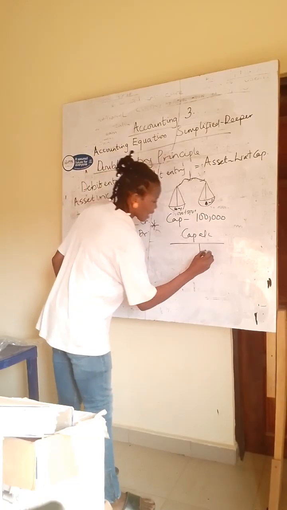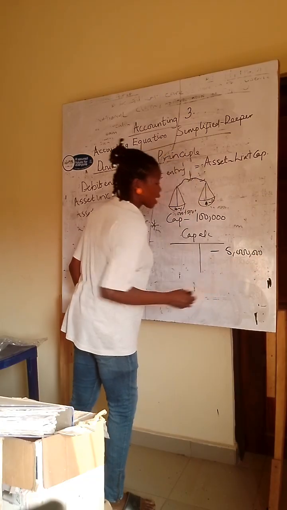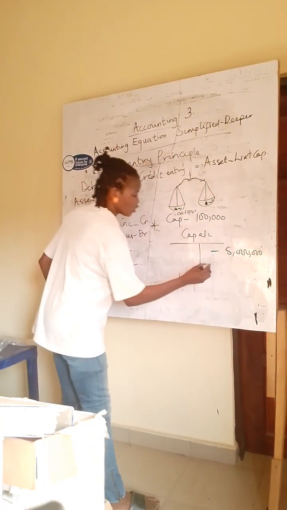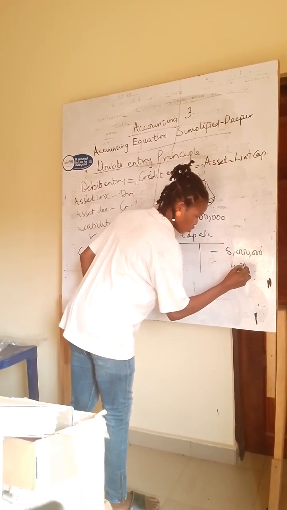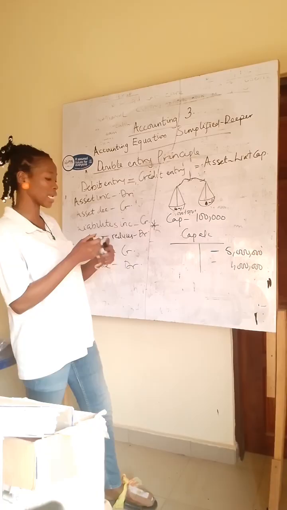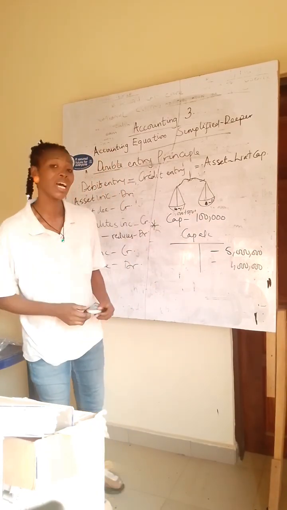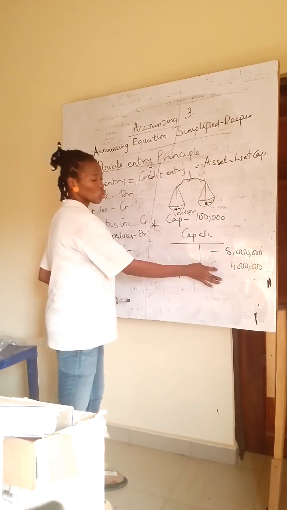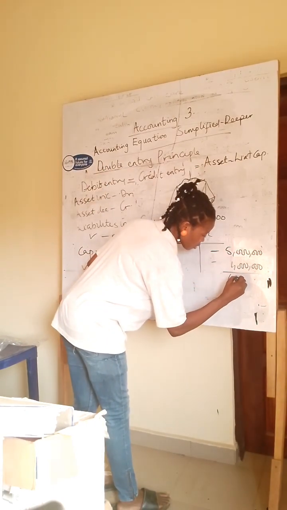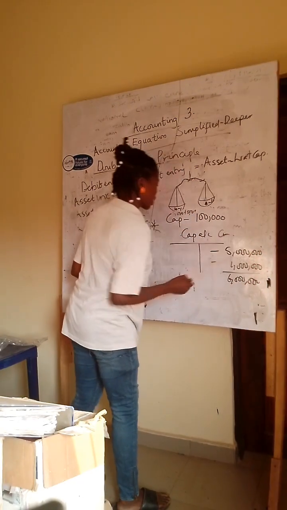So let's say you had a capital of say 5 million naira before. And then you had extra 1 million naira. You want to put that 1 million naira into your business. It's going to increase. So you now have 6 million naira. This 6 million naira is on the credit side of your capital account.